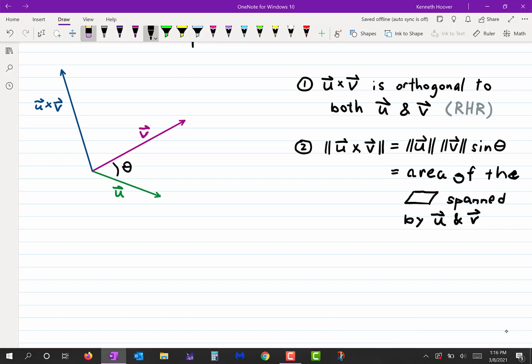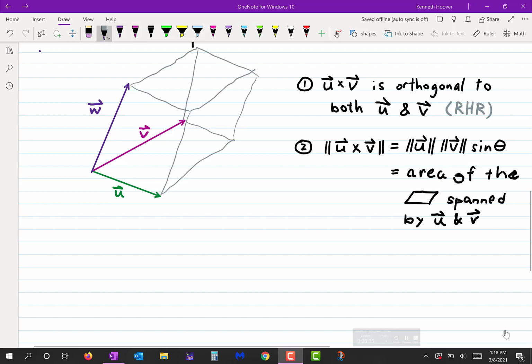Okay, now one more thing that I'm going to tell you. I'm going to erase the vector u cross v. Let's put on here a new vector, a third one, which we'll call w. I'm just going to put it like this. Now I'm going to attempt to draw a picture that I find very difficult to draw. So I'm going to pause the video so you don't have to watch me try to draw it, because it might take me several attempts.